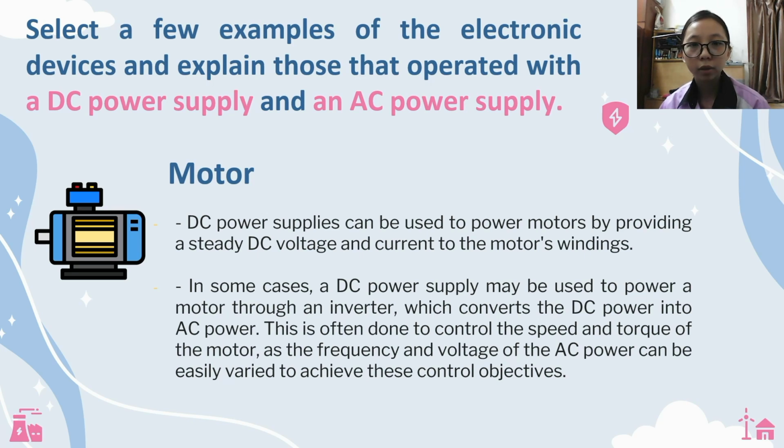In addition, a motor is also an example that operates with a DC power supply and an AC power supply. DC power supplies can be used to power a motor by providing a steady DC voltage and current to the motor's windings. In some cases, a DC power supply may be used to power a motor through an inverter, which converts the DC power into AC power. This is often done to control the speed and torque of the motor, as the frequency and voltage of the AC power can be easily varied to achieve these control objectives.